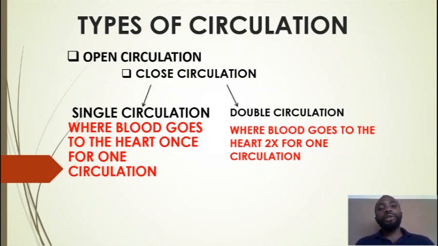While in double circulation, the blood goes to the heart twice, two times. The first time, it has not completed; it will leave, come back again, and then that will make it one circulation. That is what happens in human beings. We find that in human beings.